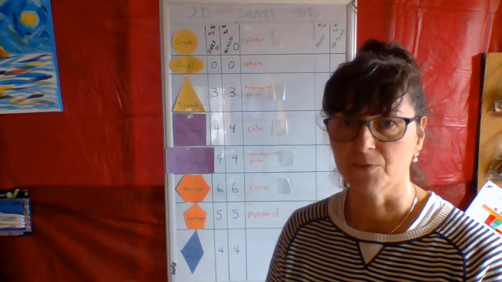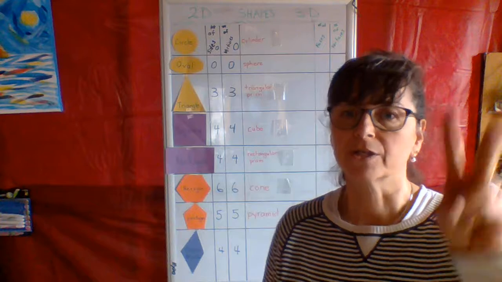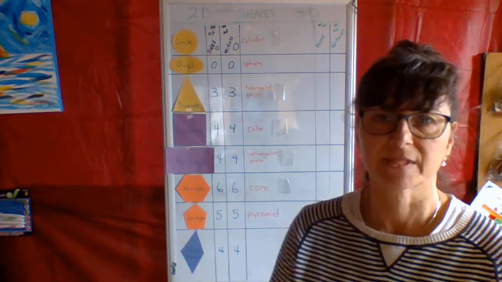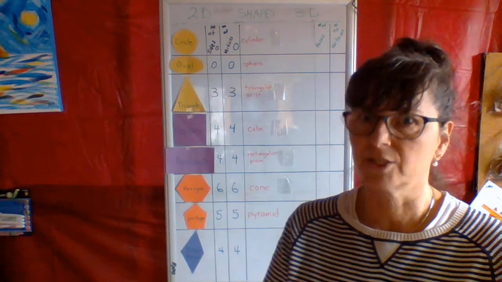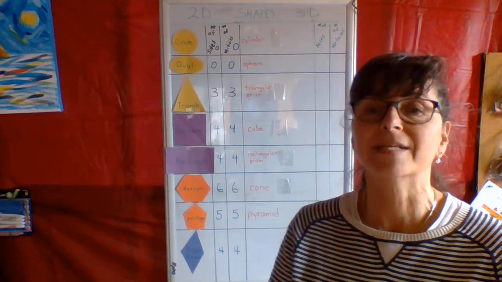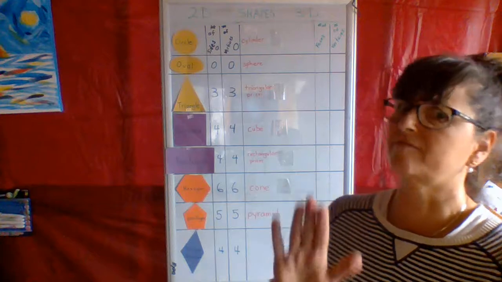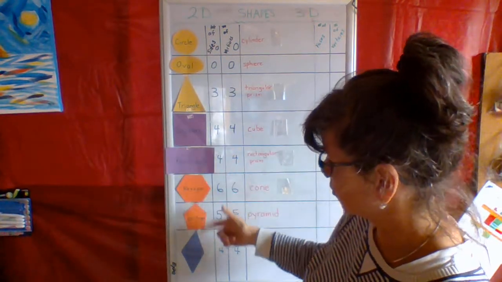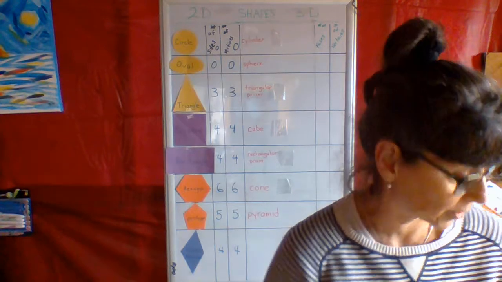We're going to review our 3D shapes. Earlier we talked about our 2D shapes. Now we're going to talk about our 3D shapes. What are 3D shapes? 3D shapes are anything that are three-dimensional. In other words, they're not flat, like all our shapes that we cut out and put on our board here and that we talked about earlier.